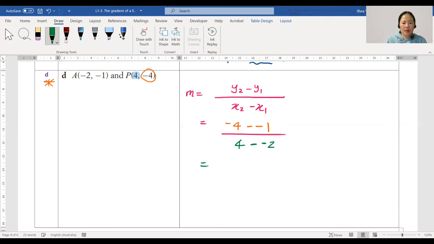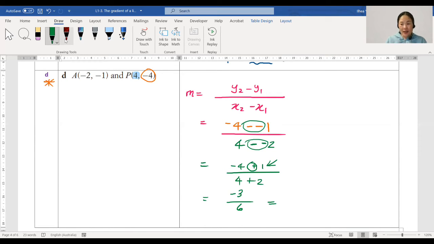Okay, guys, we've got a bit of a complicated calculation here. Minus 4 minus minus 1. That becomes minus 4 plus 1. Remember? That becomes plus. And then 4 minus minus 2 is plus 2. So what's minus 4 plus 1? Minus 3. Fantastic. 4 plus 2. Well, it's easy. 6. Now, how do we simplify this, guys?